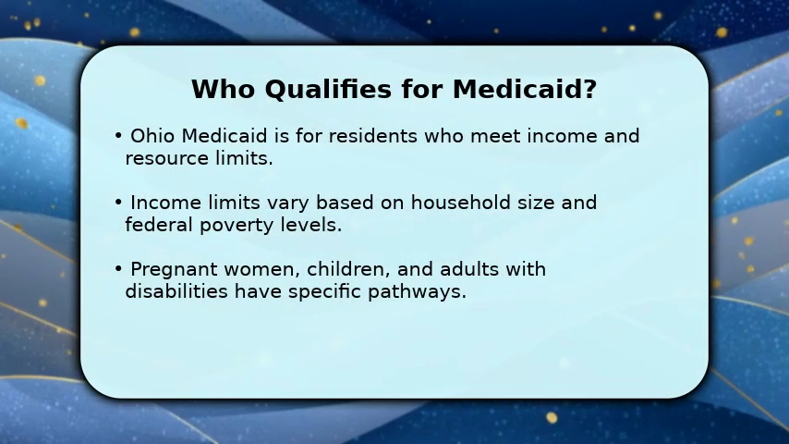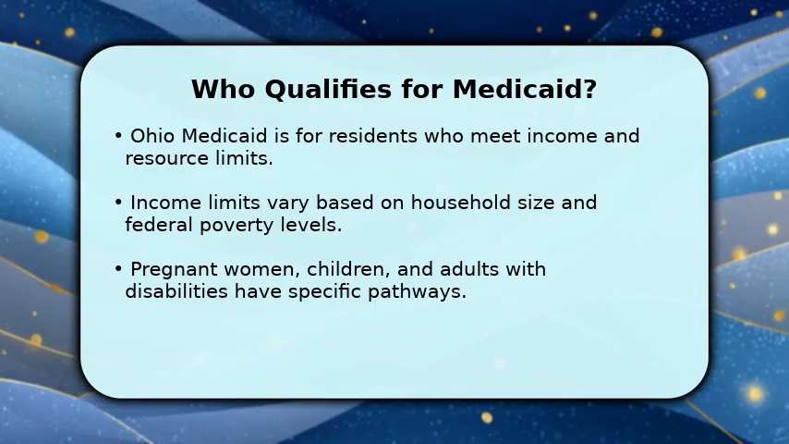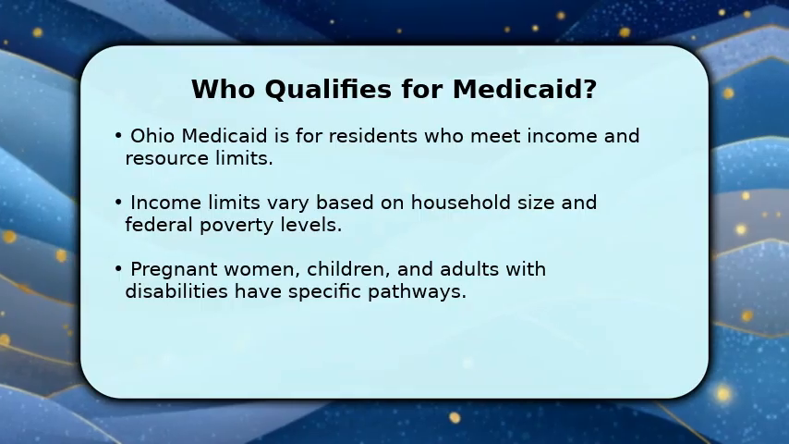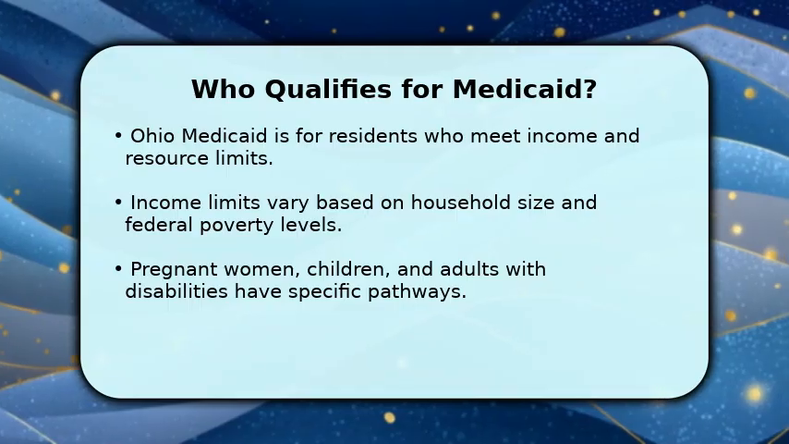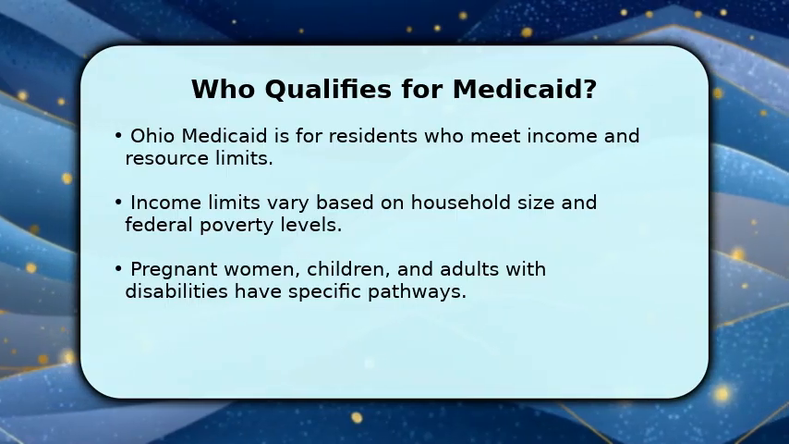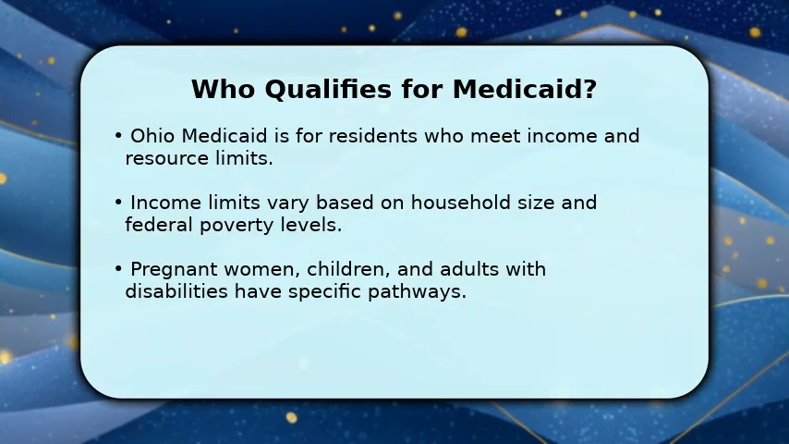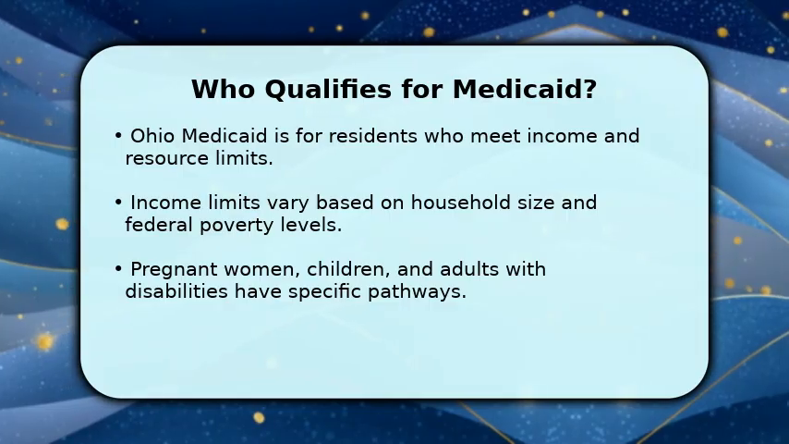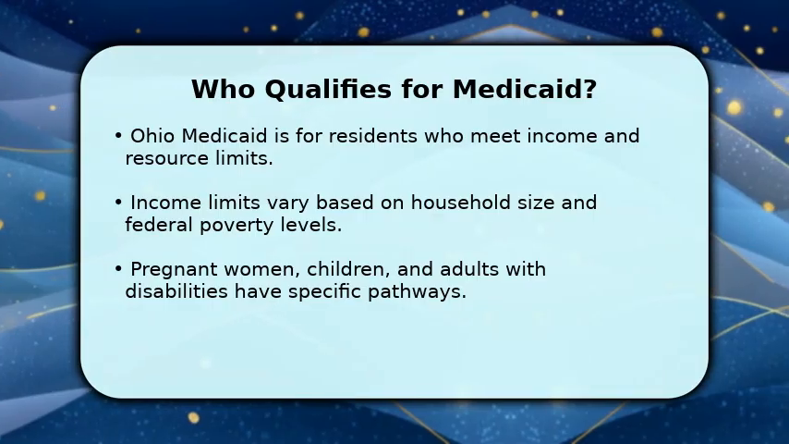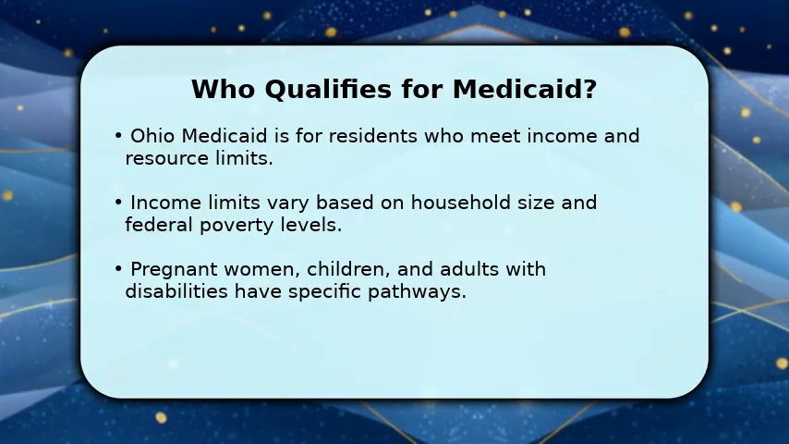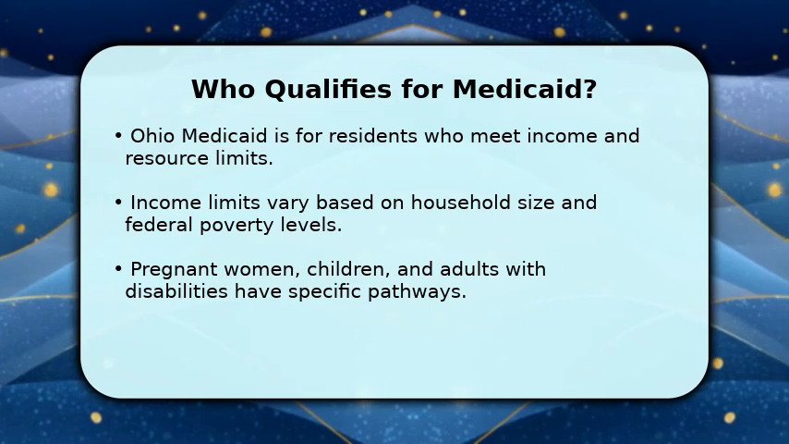To qualify for Ohio Medicaid, you must meet specific eligibility criteria, primarily related to your income and household size. For example, a single adult might qualify with an income at or below 138% of the federal poverty level. These limits are updated annually. Certain groups, like pregnant individuals, children, and those with disabilities, may have different income thresholds. You also need to be an Ohio resident and a United States citizen or a qualified non-citizen.